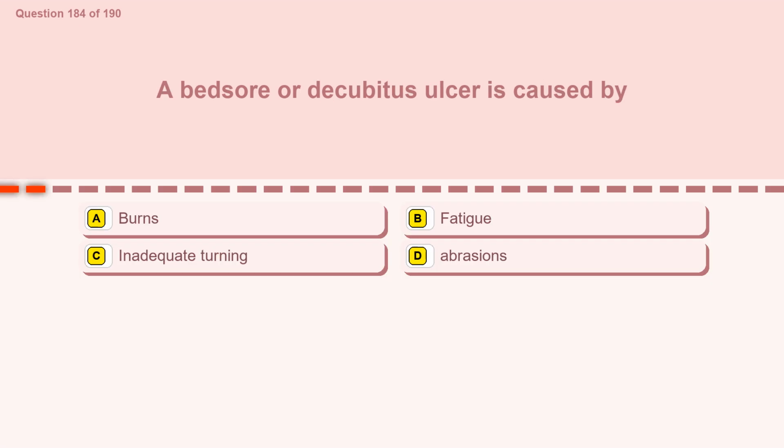Question 184. A bedsore or decubitus ulcer is caused by Option A, burns. Option B, fatigue. Option C, inadequate turning. Option D, abrasions.